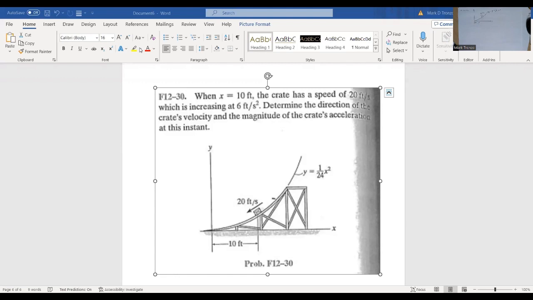Next, we're going to take a look at this problem. When x is 10 feet, the crate has a speed of 20 feet per second, which is increasing at 6 feet per second squared. Determine the direction of the crate's velocity and the magnitude of the crate's acceleration at this instant.